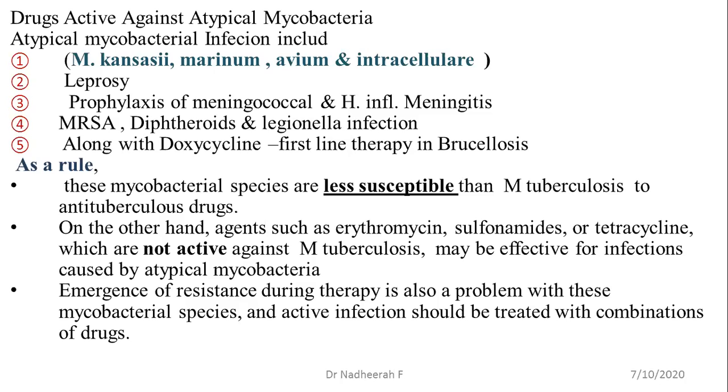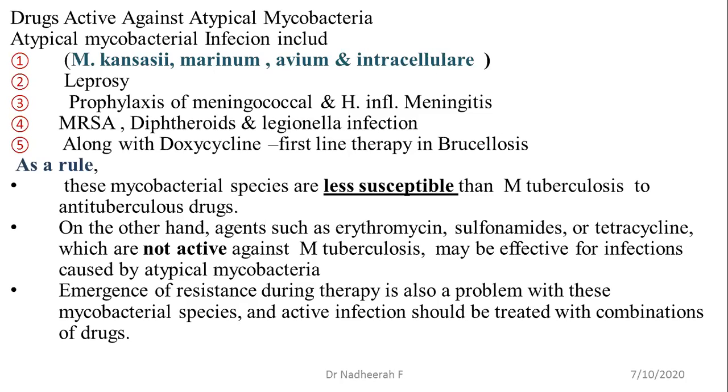As a rule, these mycobacterial species are less susceptible than Mycobacterium tuberculosis to anti-tuberculosis drugs. The drugs that are potent and effective against TB will not work here, and resistance develops. On the other hand, agents such as erythromycin, sulfonamides, or tetracycline, which are not active against Mycobacterium tuberculosis, may be effective for infections caused by atypical mycobacteria.